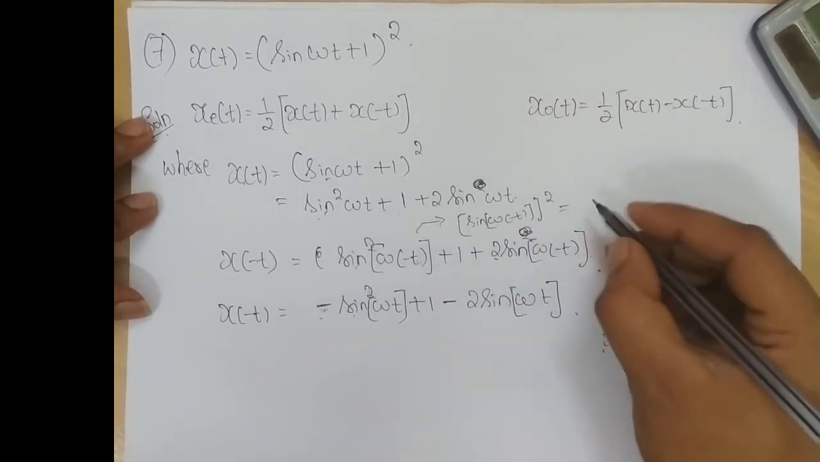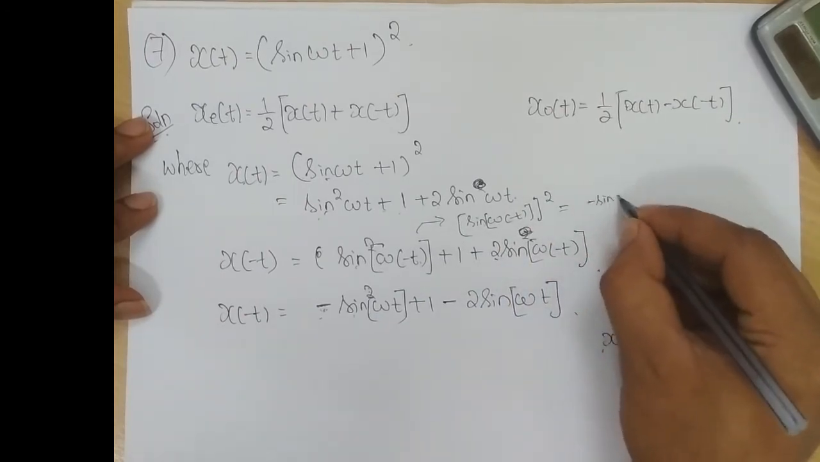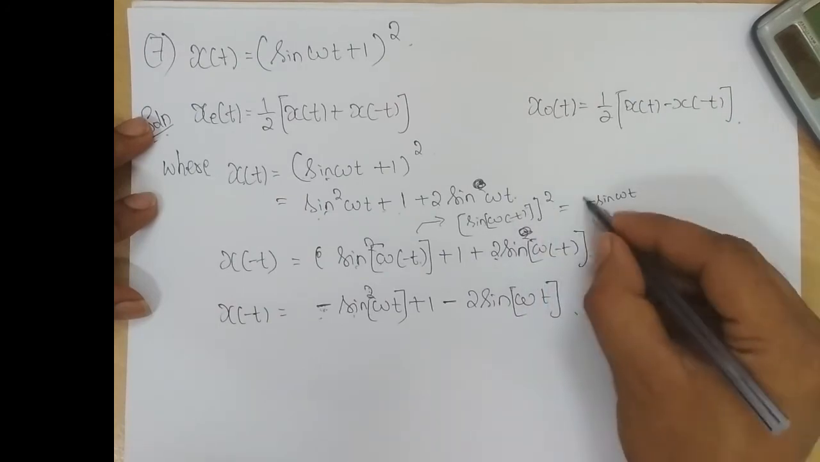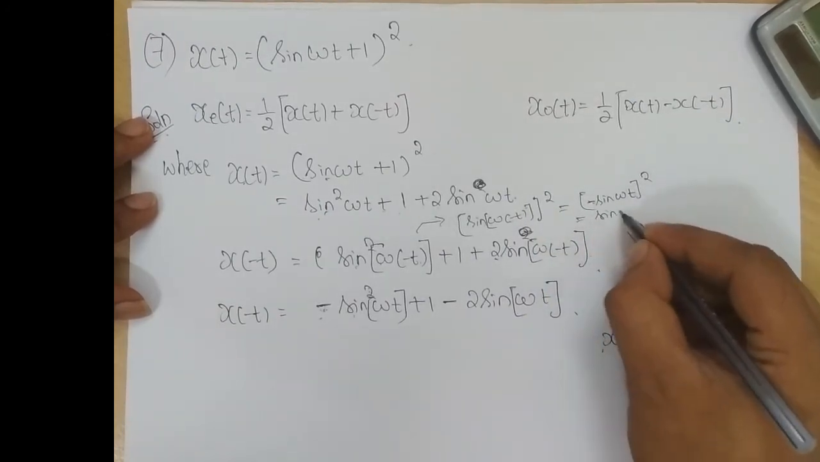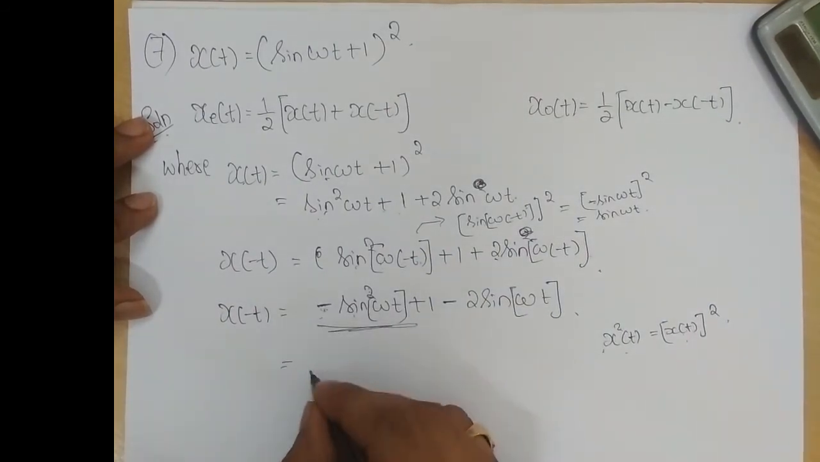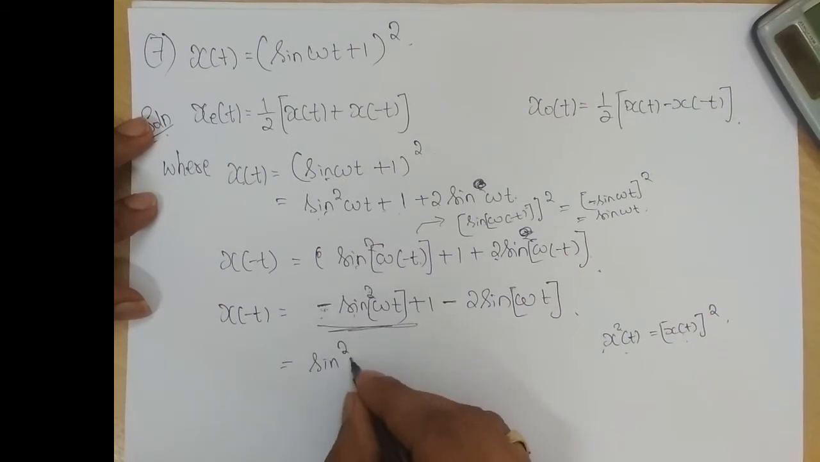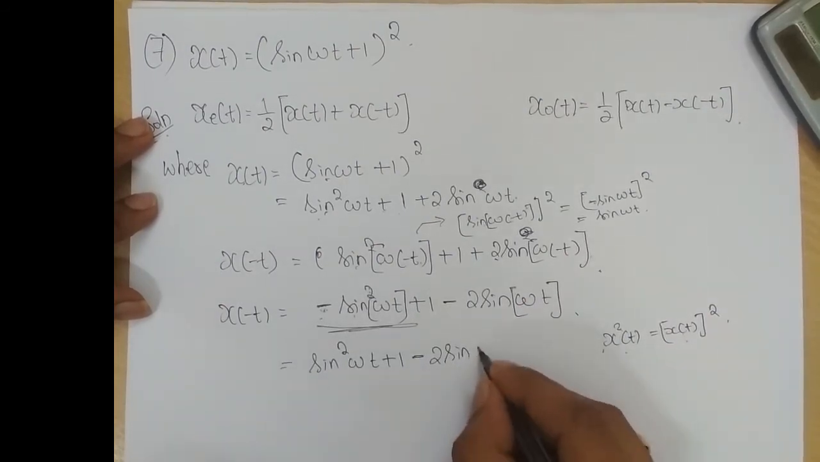And this can be written as what? Sine of minus t is what? Minus of sine into omega t, and square is there, this is whole square, and since minus of square it is plus. Okay, so don't get confused, this is basically sine square of omega t plus 1 minus 2 into sine of omega t.